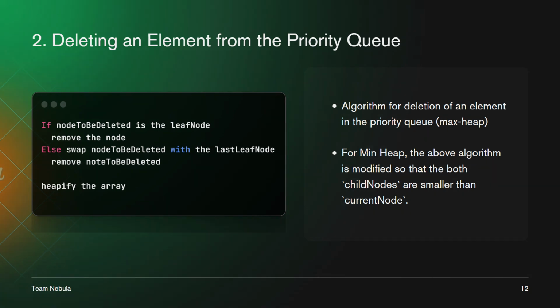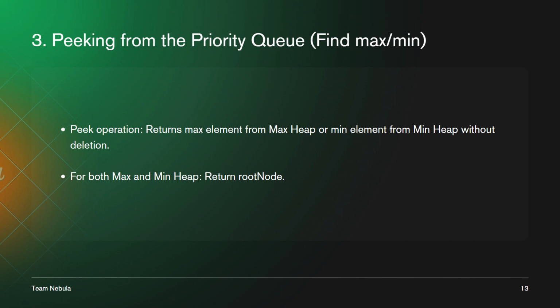Peeking from the priority queue. Find maximum or minimum. The peek operation returns the maximum element from max heap or the minimum element from min heap without deleting the node. For both max heap and min heap, return the root node.